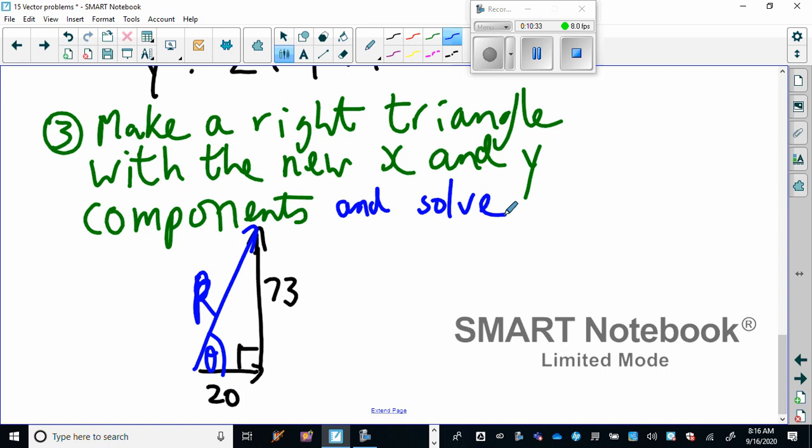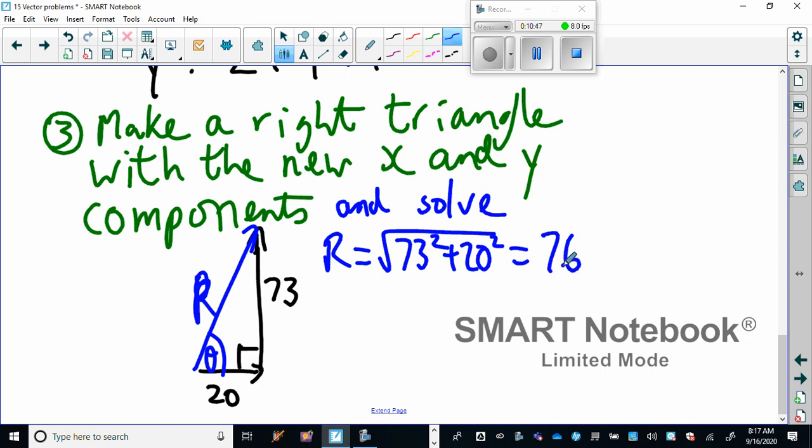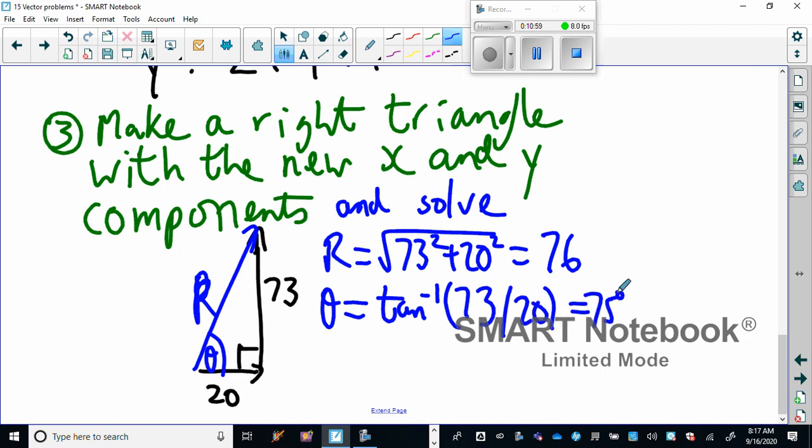Okay, Pythagorean theorem, inverse tangent. So R equals the square root of 73 squared plus 20 squared, and that turns out to be 76. And theta equals the inverse tangent of 73, the opposite, divided by 20, the adjacent, and that turns out to be 75 degrees, so it's quite a steep line. And then the last step is to just write your answer.